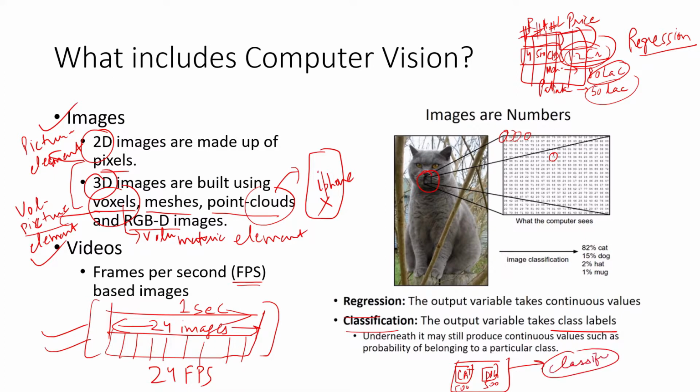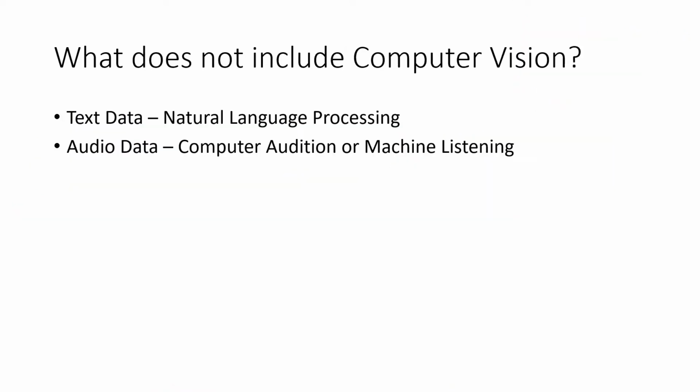So the classifier is trying to learn the features of all the images, 1,000 images in total, and then it is predicting if it is a cat or a dog. Okay, let's move ahead. Now, what does not include computer vision?